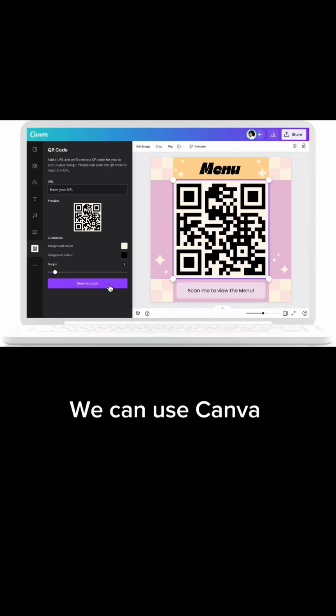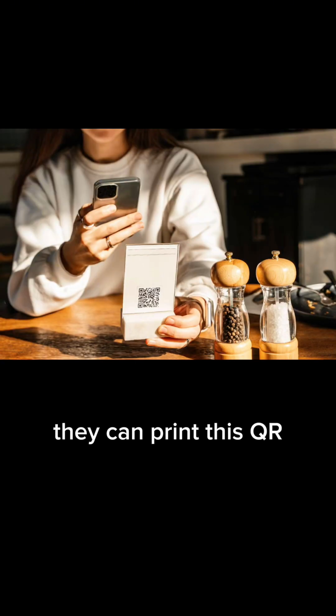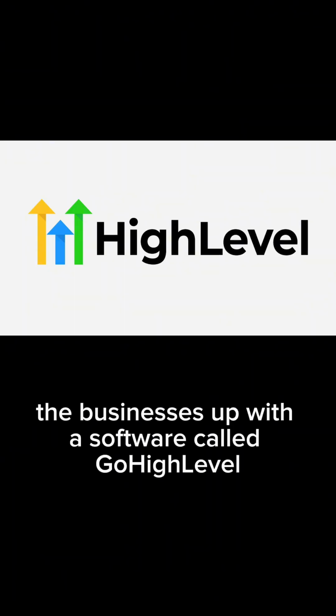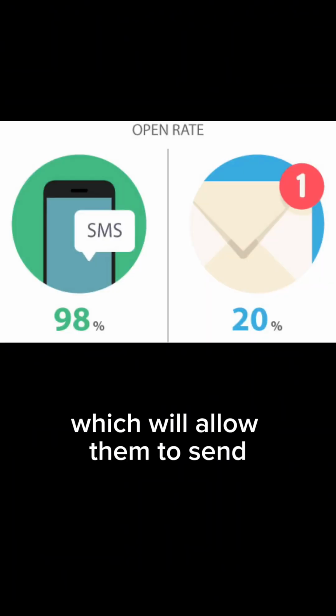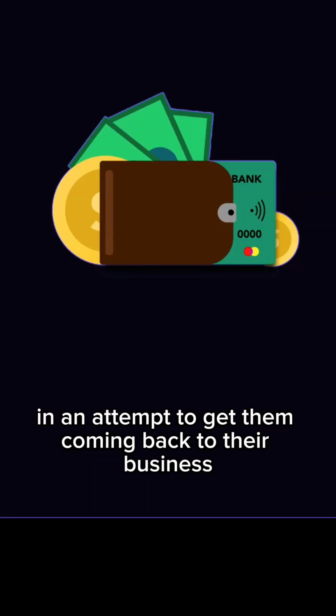We can use Canva for free to build businesses a custom QR code. They can print this QR code out and put it in their locations to turn their customers into leads. We will then set the businesses up with a software called Go High Level, which will allow them to send SMS campaigns on autopilot to these leads in an attempt to get them coming back to their business. Let's get right into it.